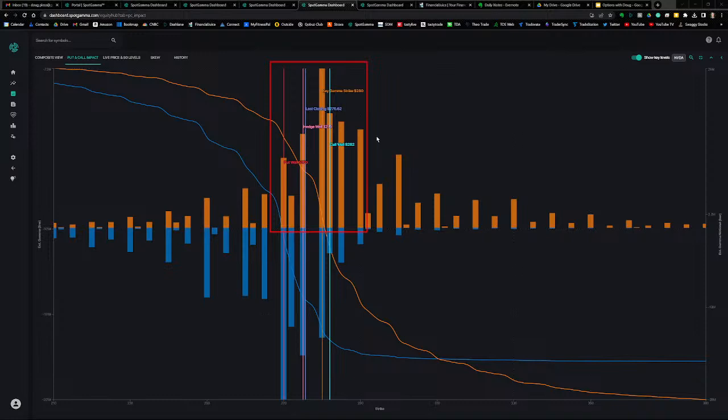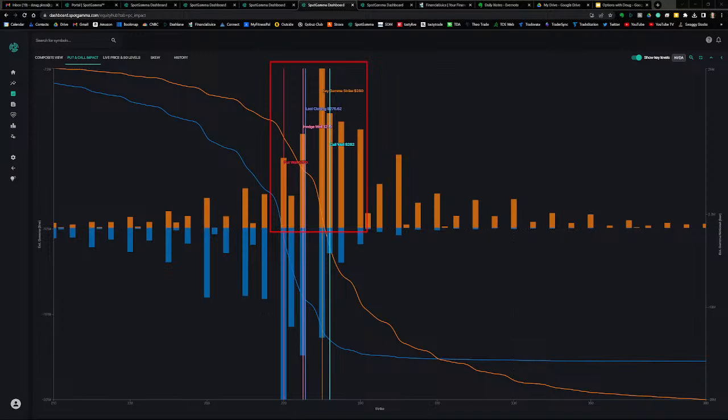As price increases, they have to buy stock to hedge their delta exposure. So these calls, as price increases, are going in the money. Delta is increasing, and market makers have to continue to hedge their delta exposure, especially when traders are buying calls. So if traders are buying calls, all these calls shown by these orange lines are going in the money. Delta is increasing, and market makers have to continue to buy stock to hedge their delta exposure.